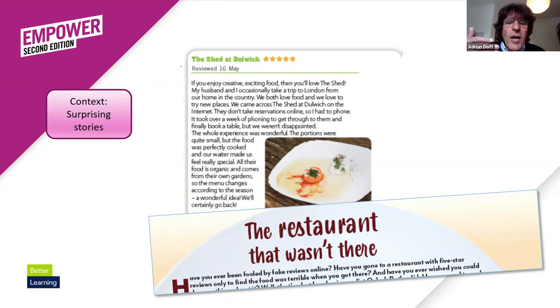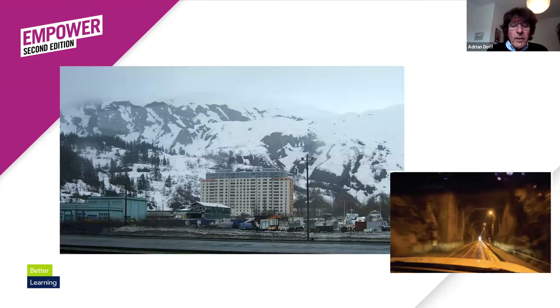So this is an example then. It's a restaurant review, but it makes you wonder. It makes you want to ask more questions. How did he get away with it? What happened in the end? And so on. Another example, description of a town. This is from A2 level of Empower. This is a town in Alaska. If you look at this picture, you might think, well, what is unusual, do you think, about this town? It's a very small town, and it's in Alaska.